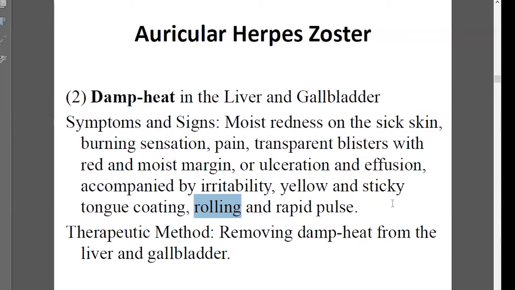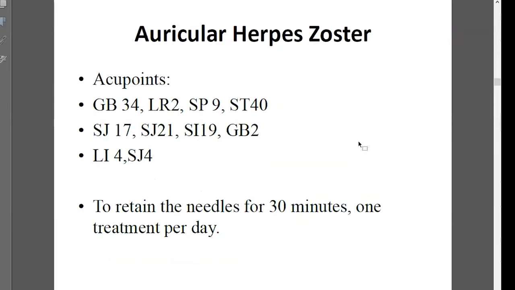For the treatment principle, certainly we need to remove damp heat from the liver and gallbladder. Now we go to the points. We can take the same local points, and the distal points we can still take the same.